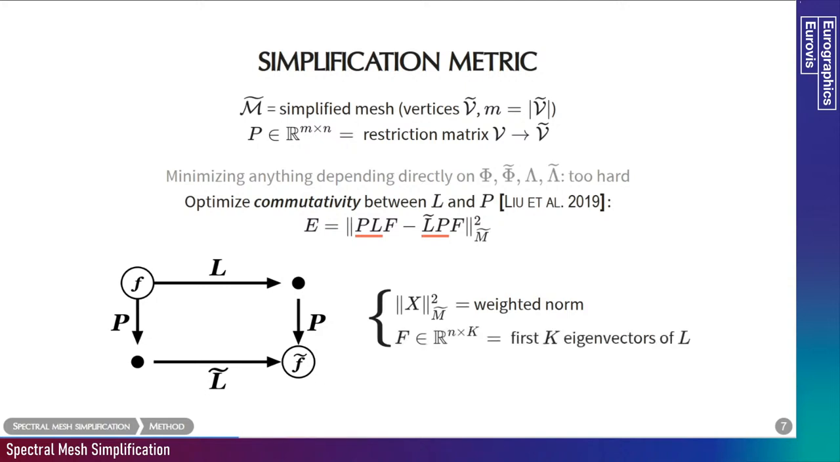On the matrix F is the signals we want to focus on when optimizing for the commutativity. We take F as the first k eigenvectors to explicitly represent the k lowest frequencies. Note that taking F equal to identity would select all frequencies and yield poor results, as the optimization would try to keep high frequencies even though there wouldn't be enough vertices on the coarse mesh to represent these high frequencies.